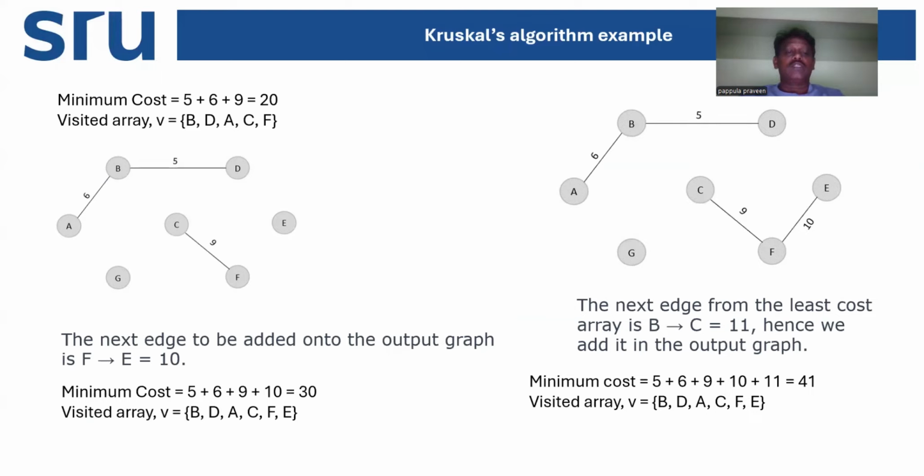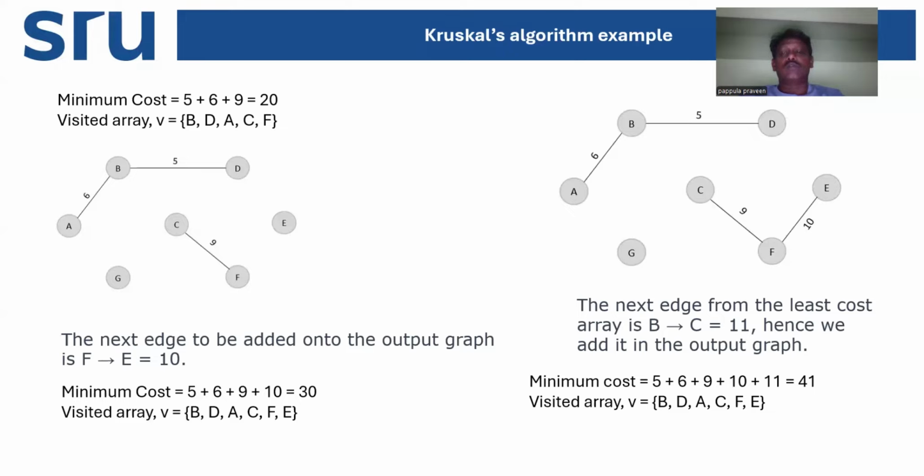Okay. The next edge to be added onto the graph is F to E, which equals 10. Minimum cost equals now 5 plus 6 plus 9 plus 10, equal to 30. Now how many vertices are visited here? B, D, A, C, F, E. Okay, how many vertices have we covered? I think we covered six vertices.